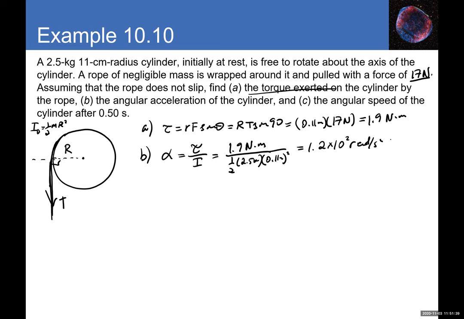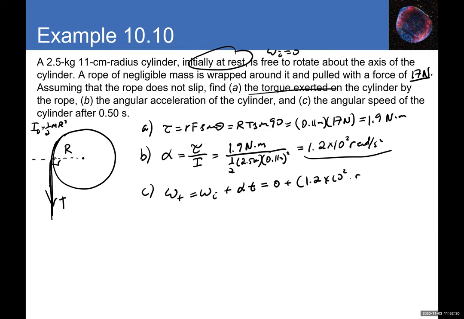All right, so now it starts accelerating from that. Remember, initially it is at rest, so angular velocity omega initial is zero. So the question is, what is the angular speed of the cylinder after 0.5 seconds? Now that I know it starts from rest and accelerates at that rate, assuming angular acceleration is constant, I can use the kinematic equations. Omega final equals omega initial plus alpha t. So zero plus 1.2 times 10 to the 2 radians per second squared, times 0.5 seconds. Calculate omega final to be 62 radians per second.